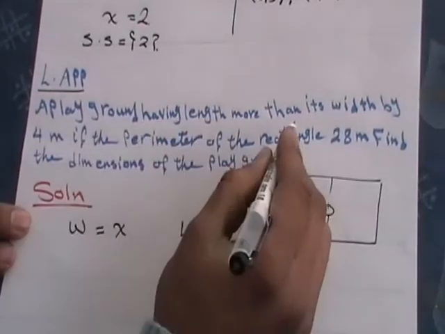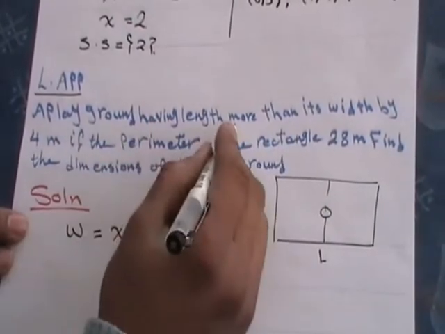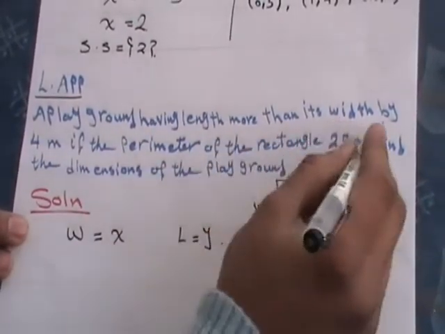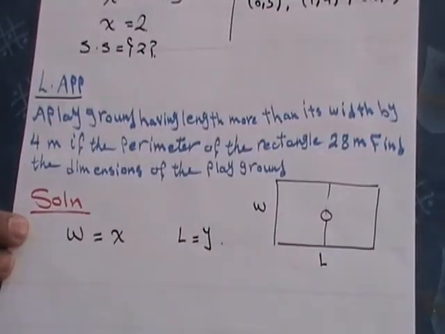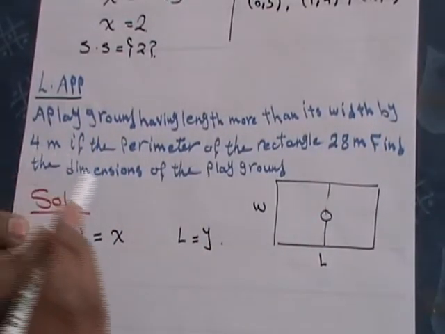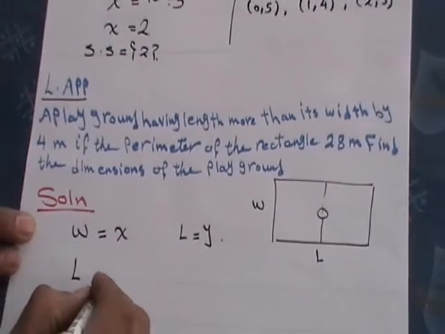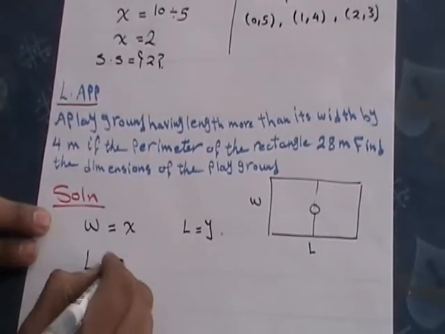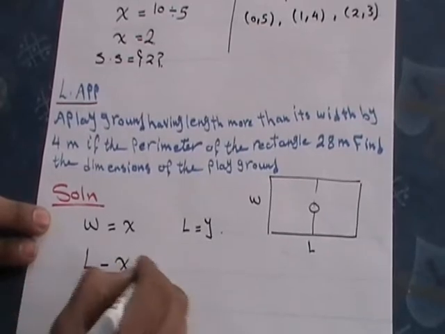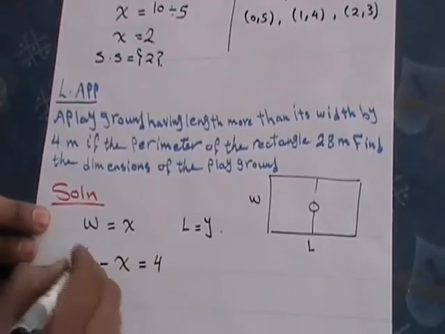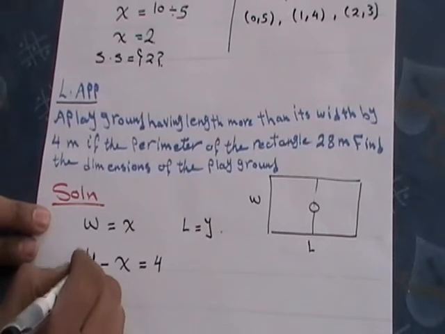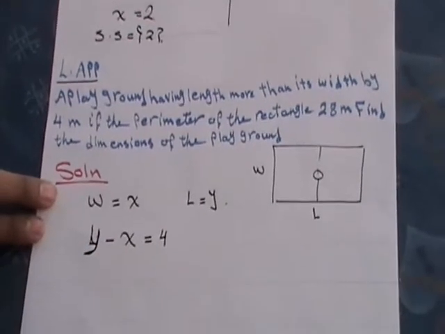Here I have the playground having length more than its width by 4. So the difference between the length and width is 4. The greatest, the length, minus the smallest, the width, equals 4. And this is the first equation. So it will be y minus x equals 4.